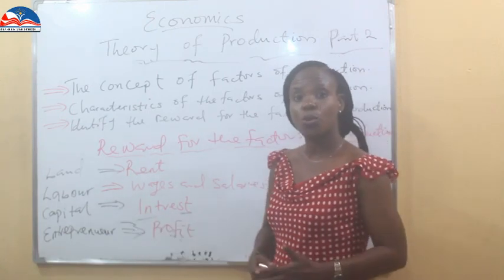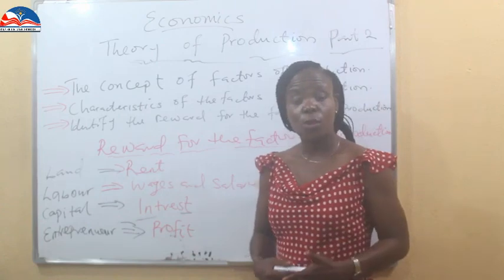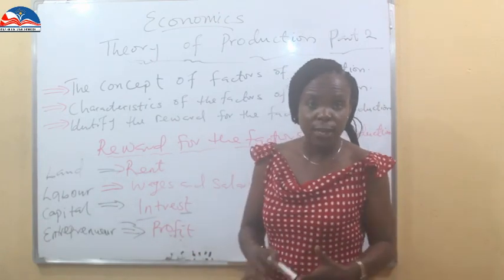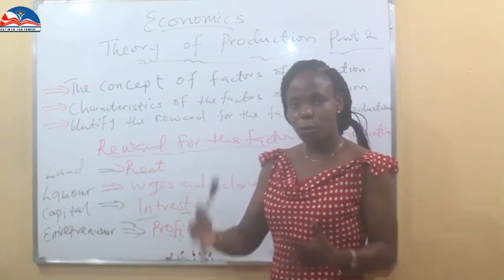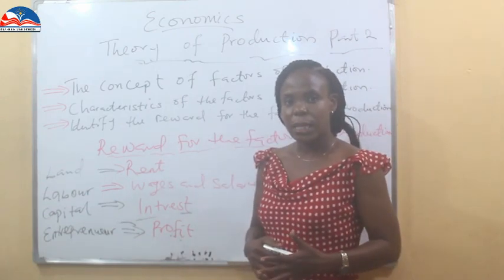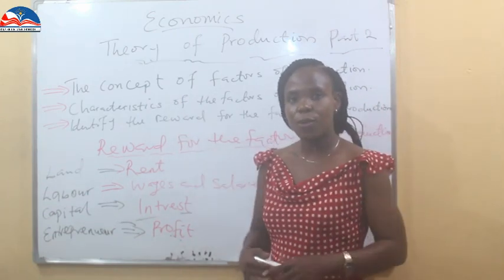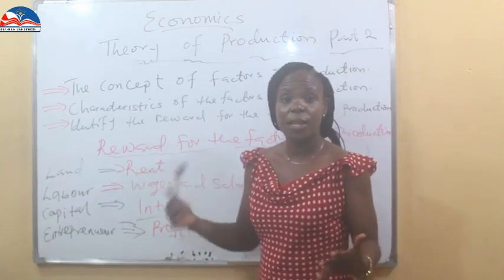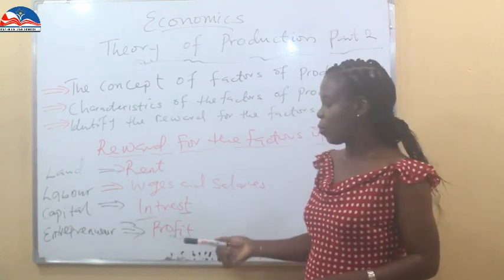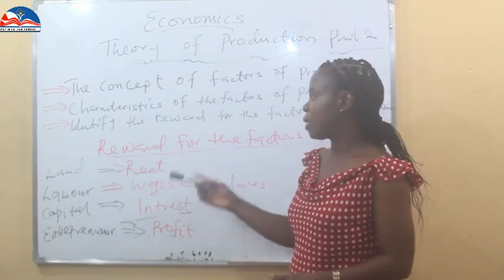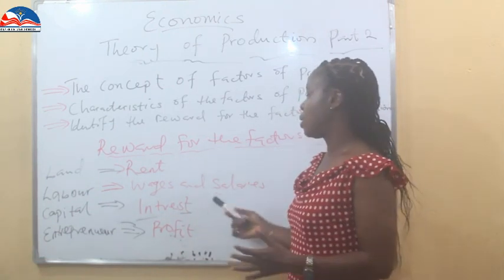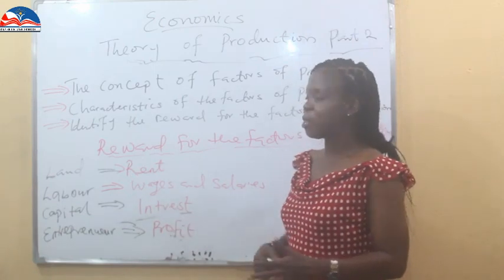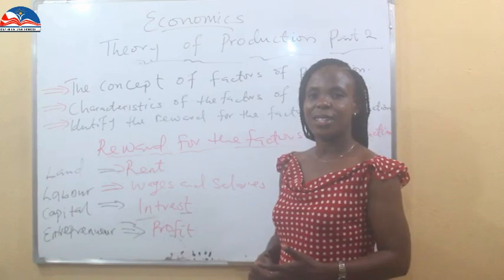Then for capital, the reward is interest, because you put in your money to bring out profitability. So it is interest that you get from capital. Then the entrepreneur goes into business to make profits. So the reward for land is rent, the reward for labor is wages and salaries, the reward for capital is interest, and the reward for entrepreneur is profits.